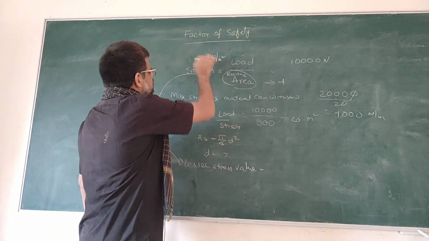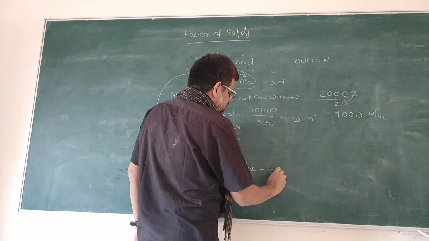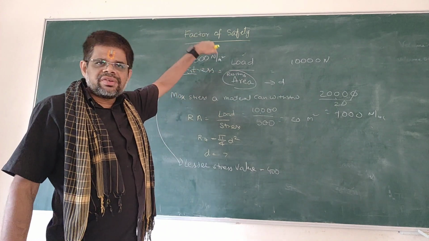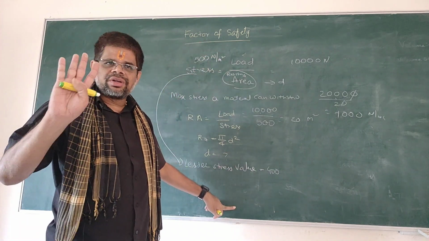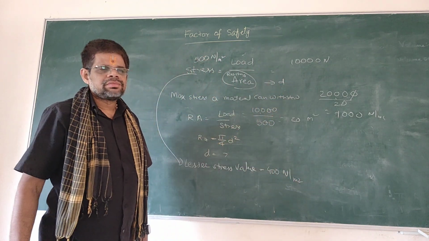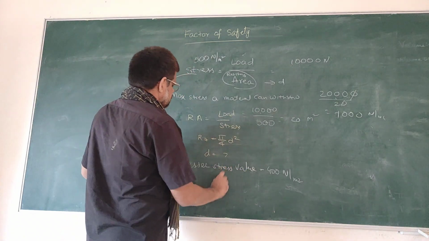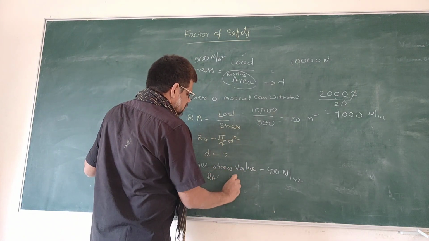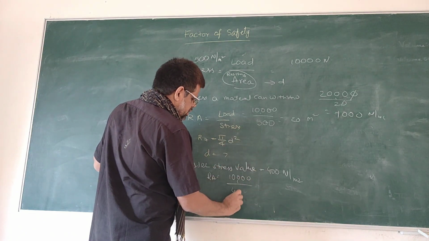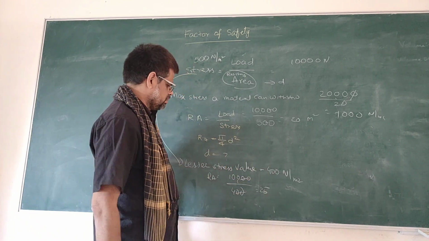See, for example, this is 500. Now I assume, say, 400. Even though it can withstand 500, I will make my design at 400 only. Now you have designed it at 400. What is the resisting area? Load is 10,000 by 400. So how much? It is 25.